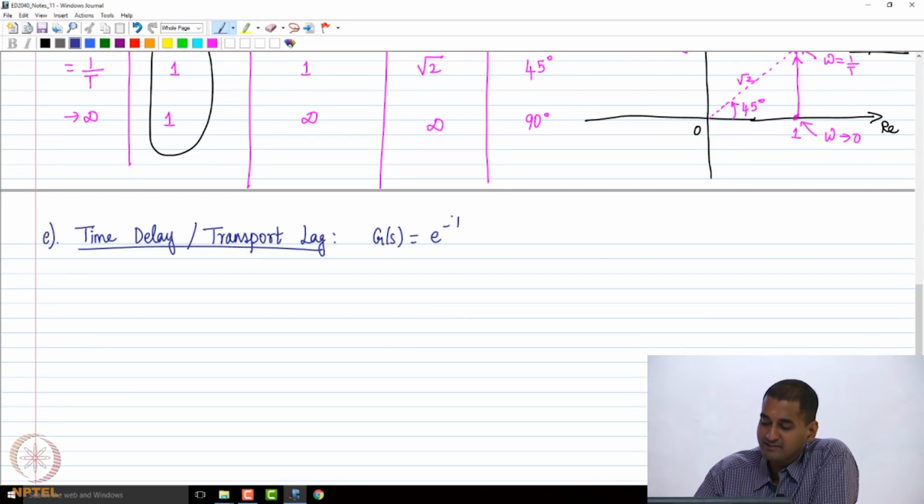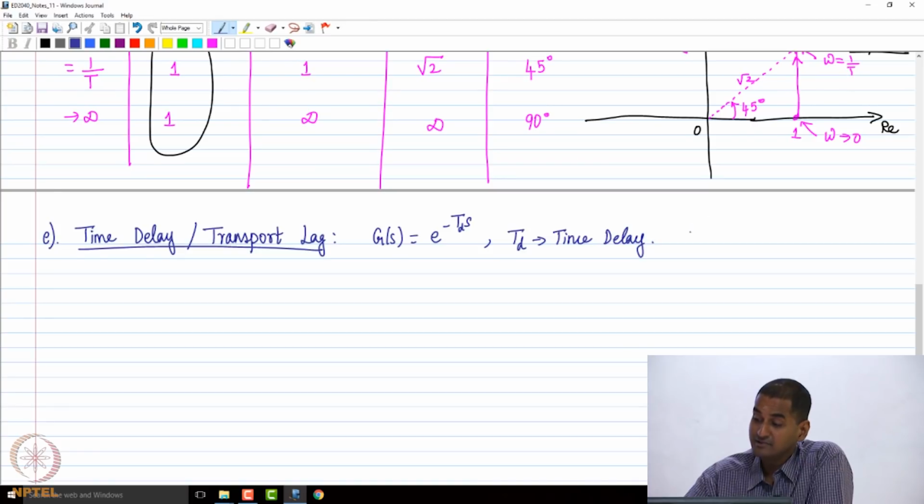e raised to the power minus T_D s, right? What did I put? T subscript D for the time delay. So this is the transfer function of the time delay. How did we get it? If you recall, if we had a time delay, my input excitation becomes something like u of (t minus T_D).